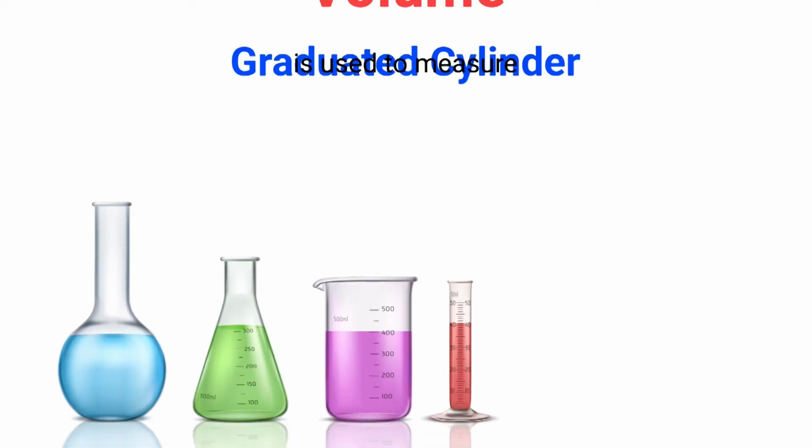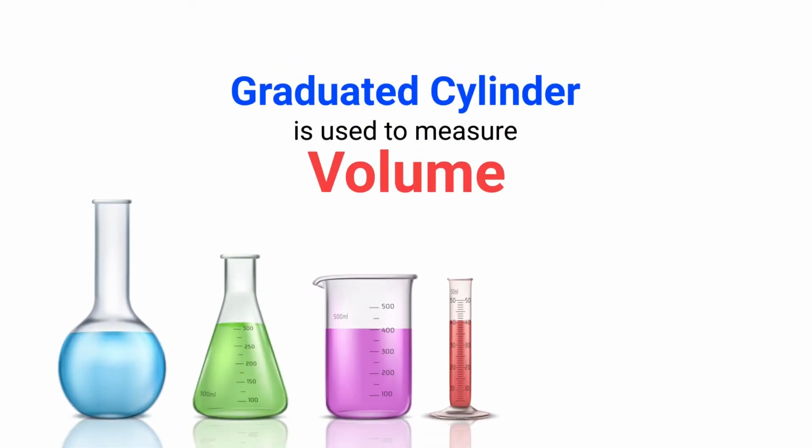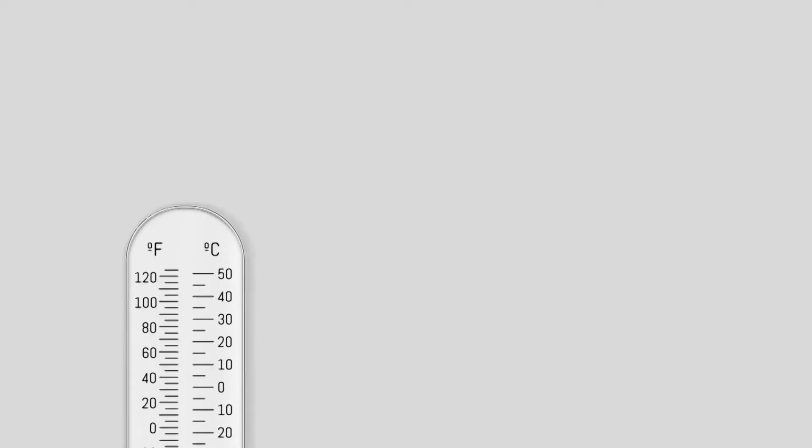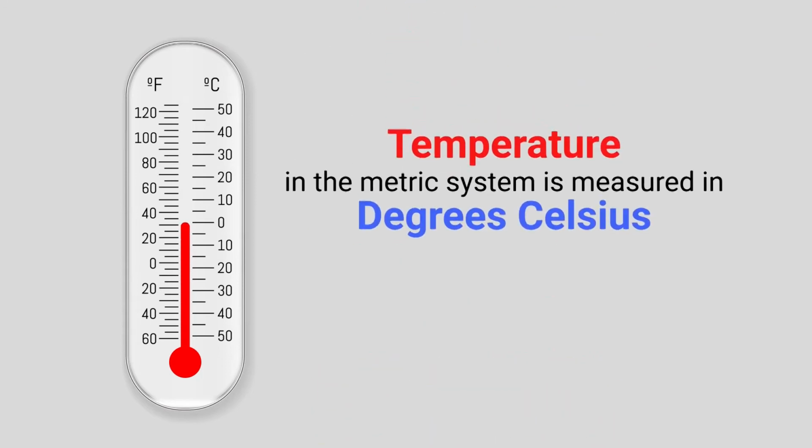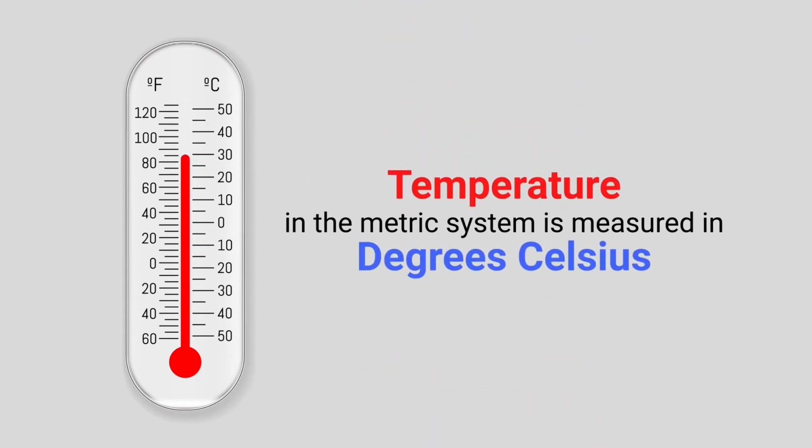A graduated cylinder is used to measure volume. It can go anywhere from 0 to 100 and in any form, and must be read at eye level and read at the meniscus line. Thermometers are used to measure temperature. Temperature in the metric system is measured in degrees Celsius.